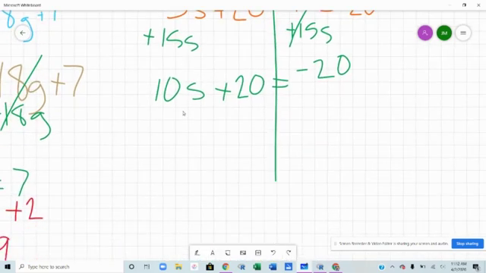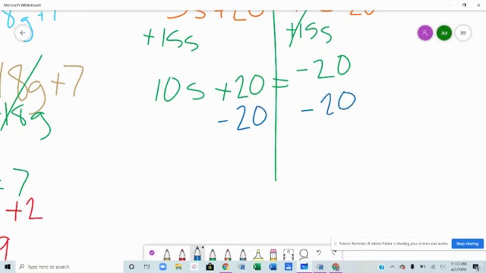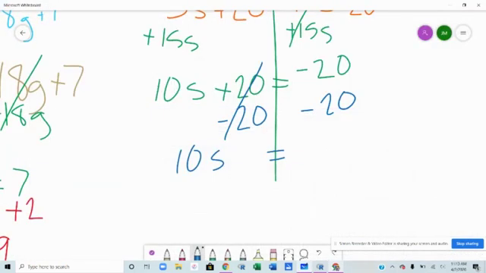Now when you look at the side with your variable, you have that plus 20 that you need to get rid of. You can get rid of plus 20 by subtracting 20 from both sides. Gives you 10s. Your 20 minus 20 is gone. Negative 20 minus 20 is what you have there. Negative 20 minus 20 is negative 40.